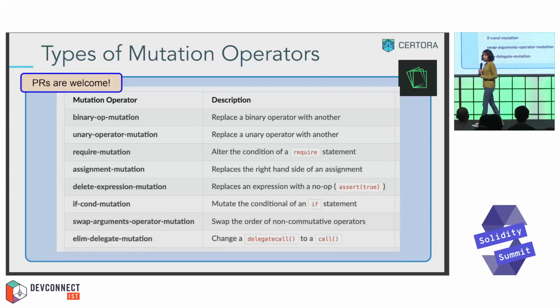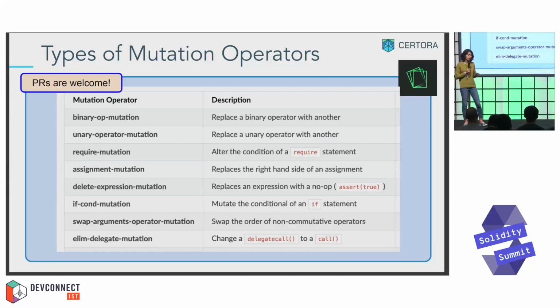So these are so far the mutants that we support. We actually have a few others that are kind of experimental at the moment. We ended up disabling some of them because they were sometimes producing mutants that we didn't find very interesting. If you have ideas, I would love to accept a PR. This tool is open source, so feel free to check it out, and I would love it if people contribute to it.